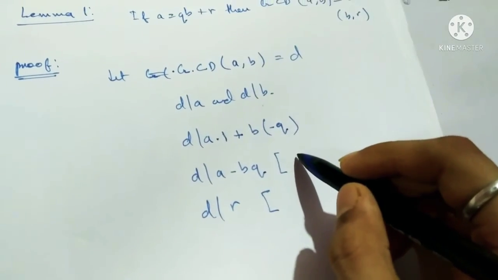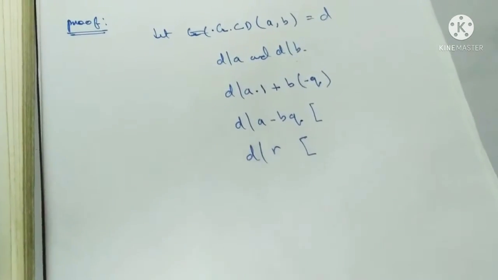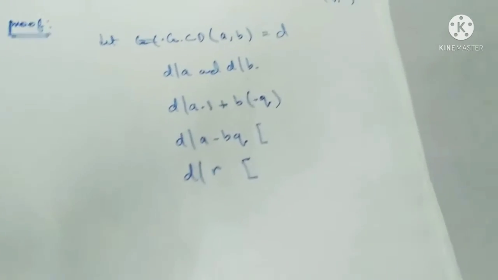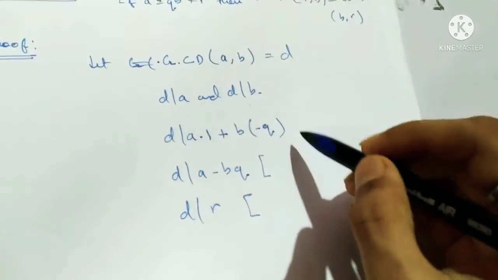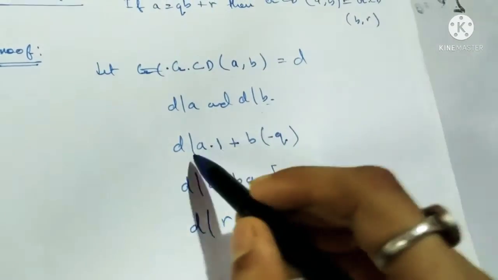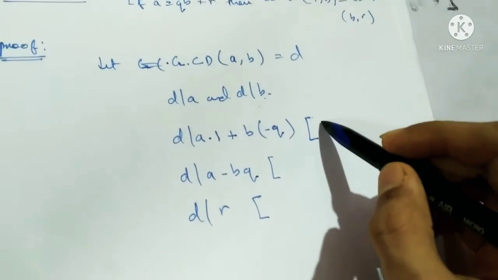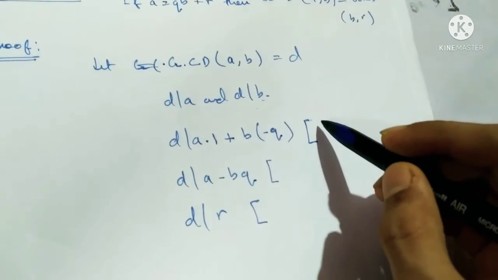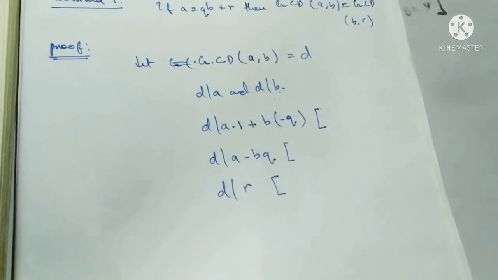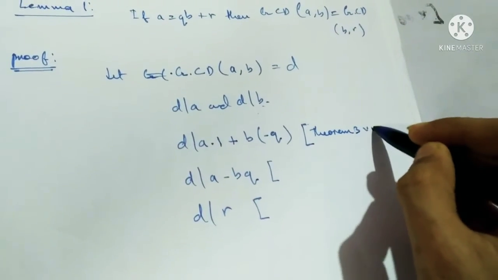This one, wait a minute, theorem. If D divides A and D divides B, then this is our theorem 3. Okay, D divides A and D divides B, then D divides Ax plus By. This is from theorem 3, number 7 in the book.